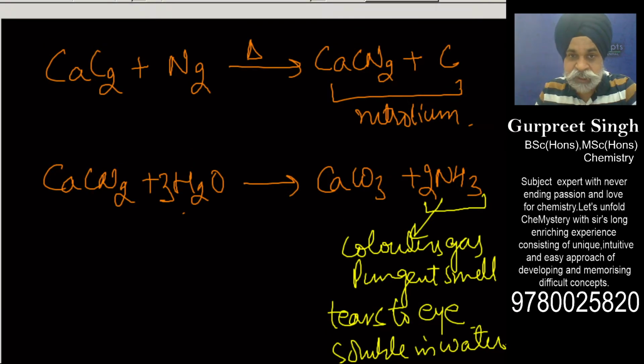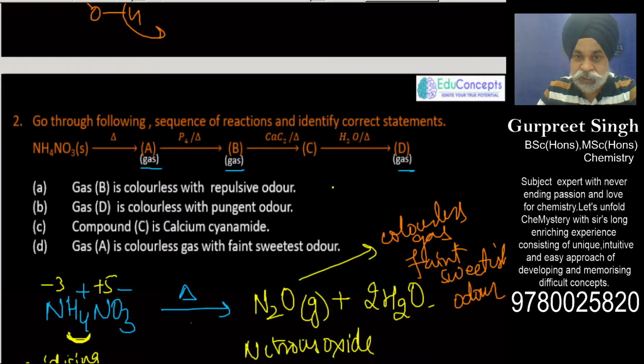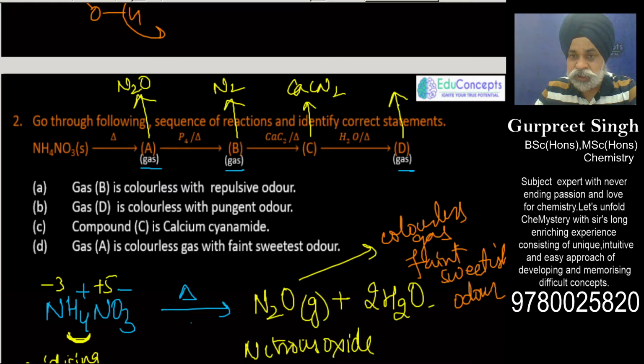Now let us check what exactly is being asked in this question. So let me place it here. The gas A which we get is N2O, gas B is N2, C is calcium cyanamide, and option D is ammonia. Now let us do it very patiently and carefully.